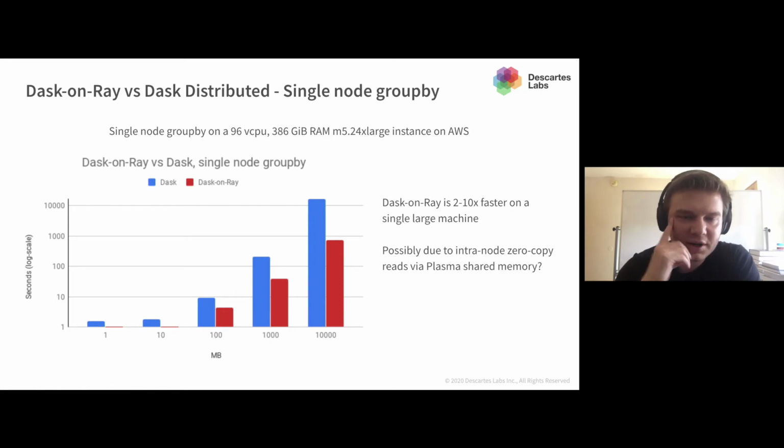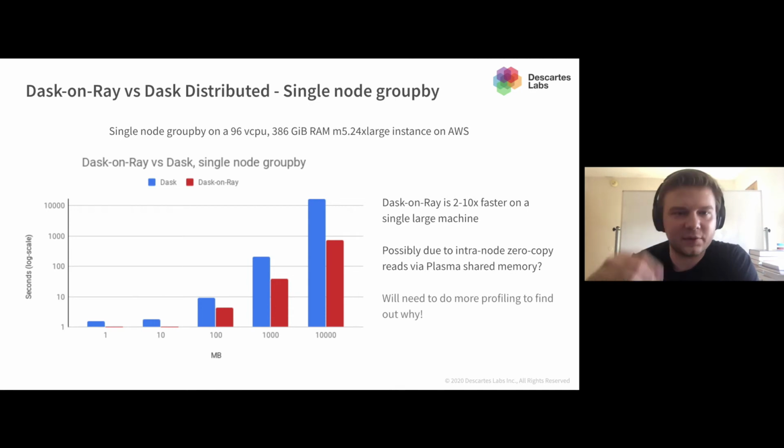We tried to take pretty good care to make sure that the buffer cache wasn't getting hit by Dask-on-Ray and not Dask and stuff like that. For each case, we are generating completely random data frames and writing them to disk or GCS. But yeah, I've got to profile more to find out why.